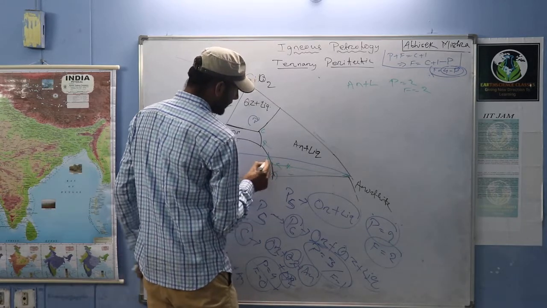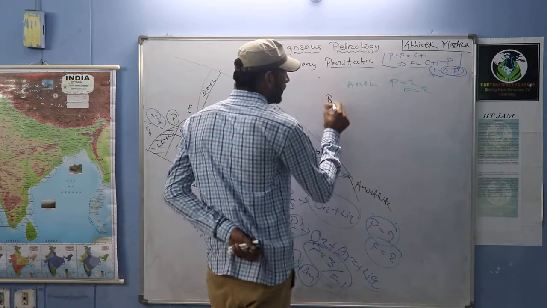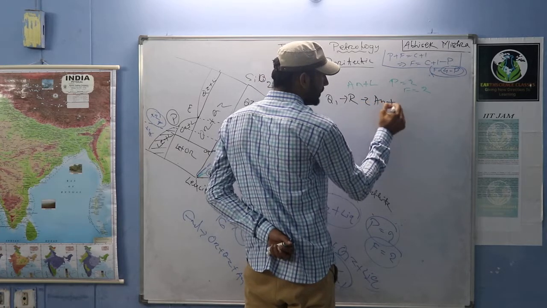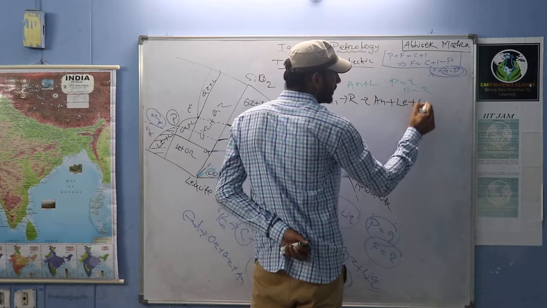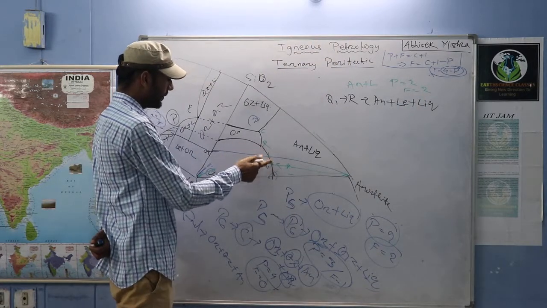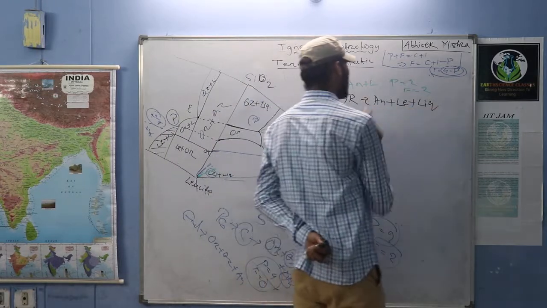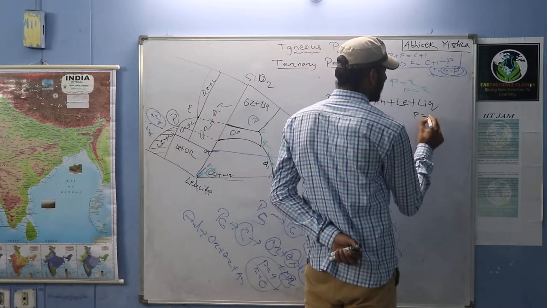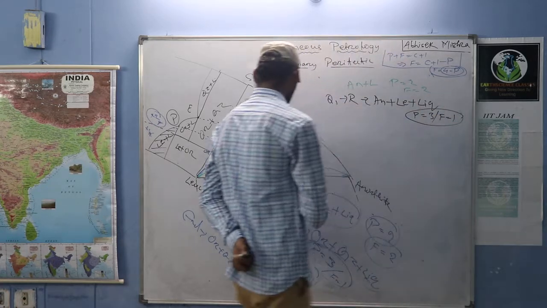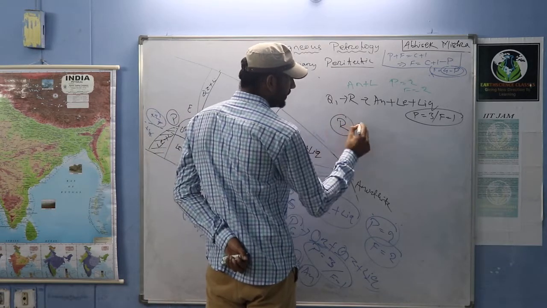Okay, then what will happen? From this point, let's say Q1 to R, what are you finding? Anorthite plus leucite plus liquid, right? From Q1 to R, this is the common point between leucite and anorthite. So you are finding anorthite plus leucite plus liquid. Phase becomes 3, degree of freedom becomes 1. So it will follow the curve. When it reaches R, what happens?